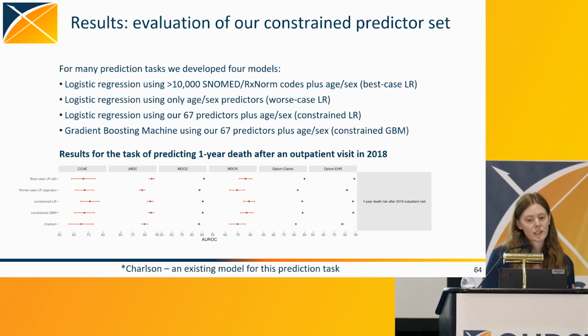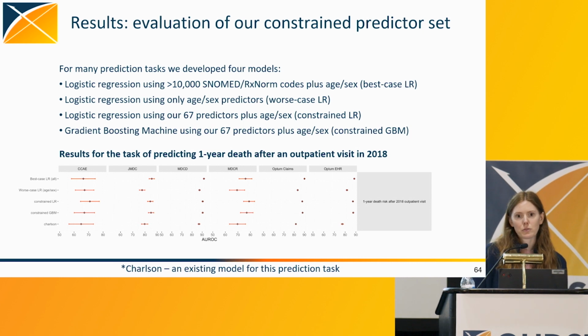So our previous approach to prediction in OHDSI is the kitchen sink approach. You use any drug, any condition that was recorded in the prior year as candidate predictors, plus age and sex, and then you try to develop a model with those. This is what we've called our best case logistic regression. Throw everything in there and see how well we do, no constraint.